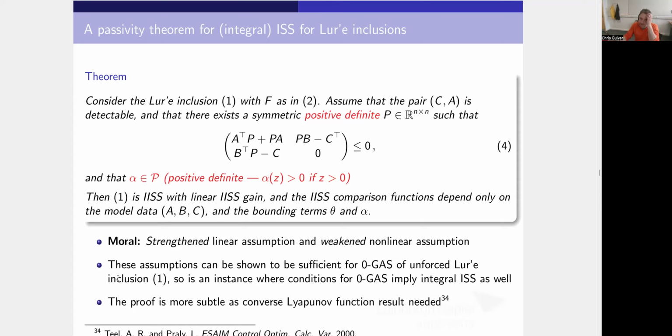Essentially, this often crops up in absolute stability criteria. You can trade off the hypotheses against one another. You can strengthen some and weaken others and still arrive at a stability conclusion.